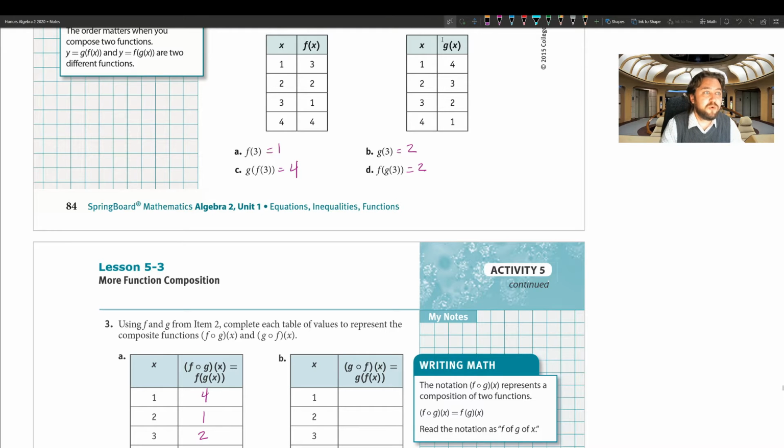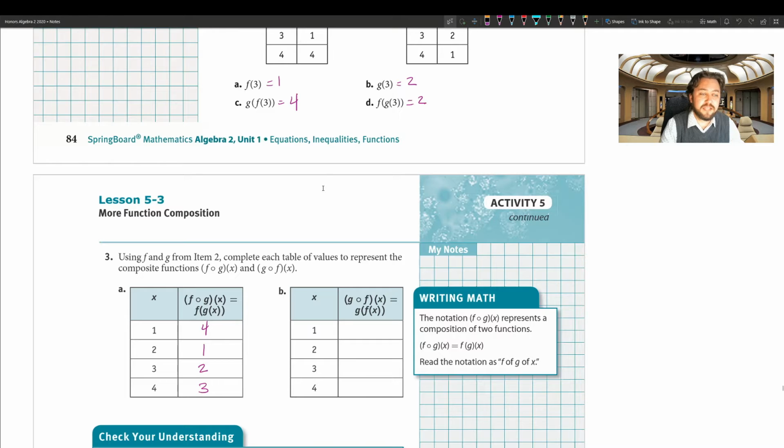I'm going to do it again with 4. I put in a 4. I get out a 1. I put in a 1. I get out a 3. And that's how a table works.